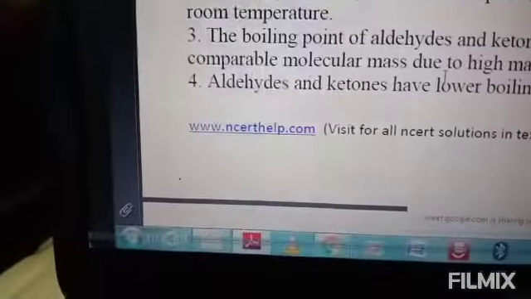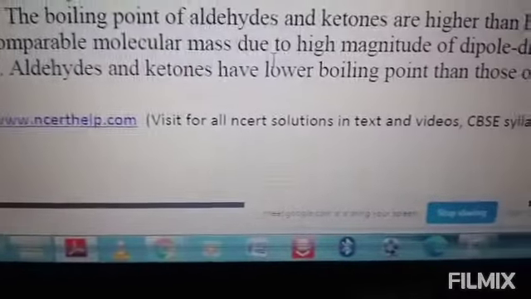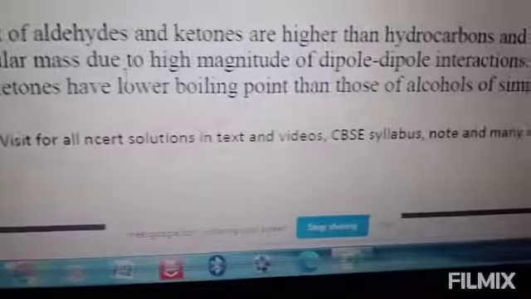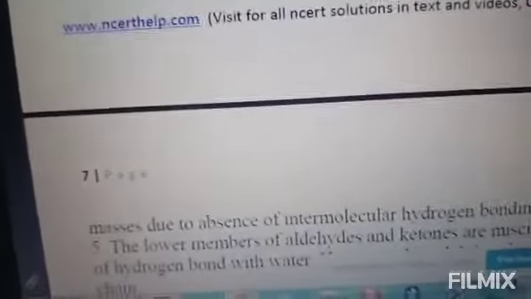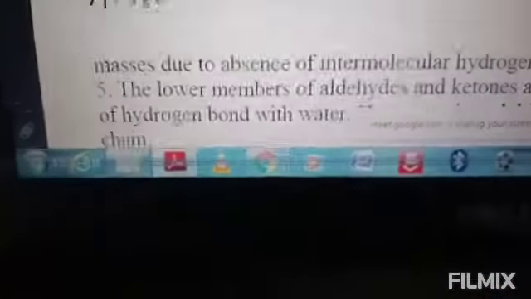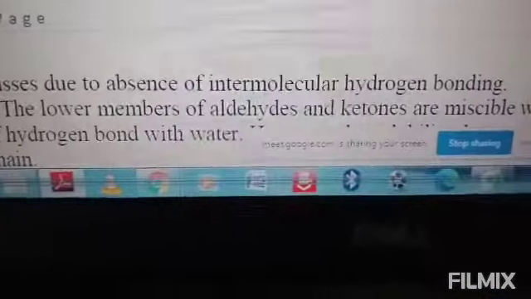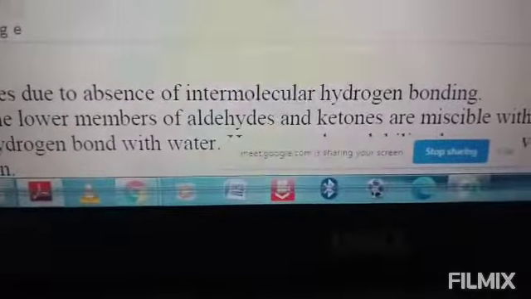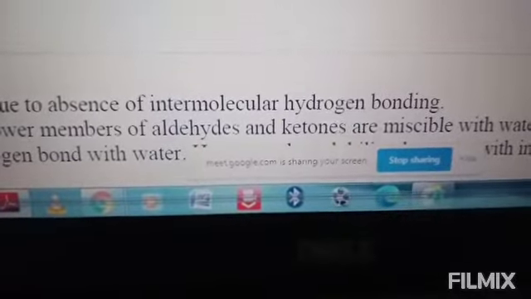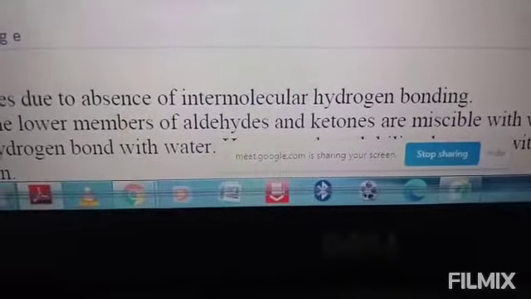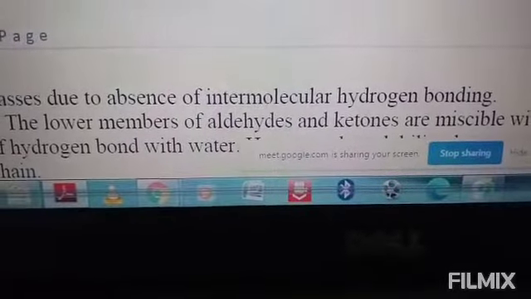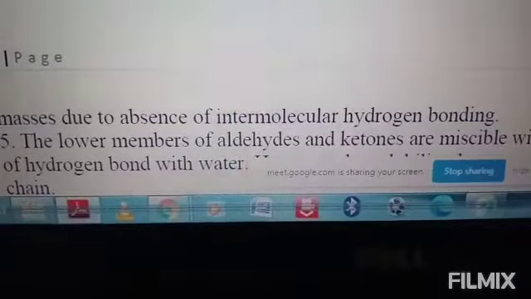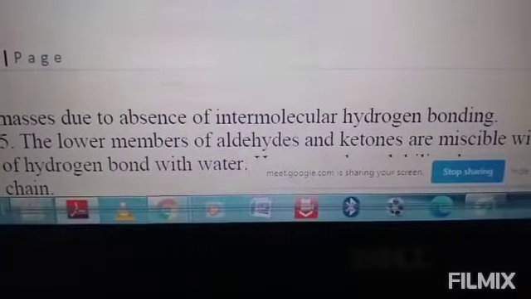Now in the fourth point, aldehydes and ketones have lower boiling points than those of alcohols of similar molecular mass, due to the absence of intermolecular hydrogen bonding. That means in alcohol we have hydrogen bonding, whereas aldehydes and ketones cannot form hydrogen bonding. Due to that, the force of attraction in aldehydes and ketones is less than that of alcohols, and hence alcohols have a higher boiling point than aldehydes and ketones.